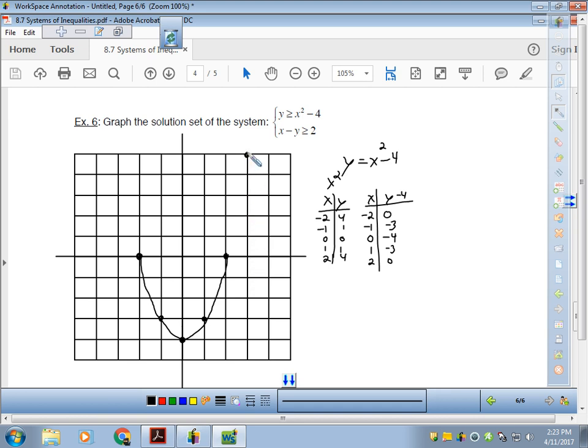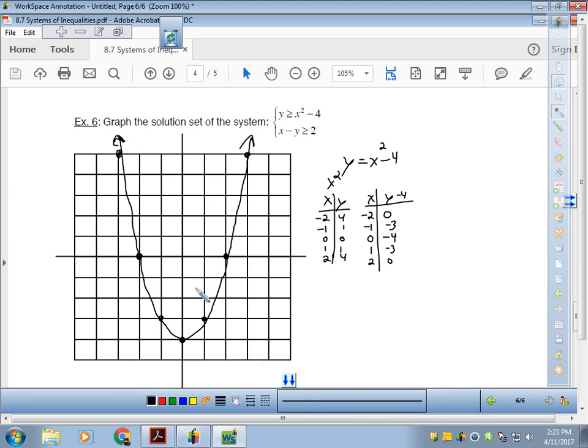I'd have another point up here and up here. If I take negative 3 and plug into this equation, I get 5. And if I plug positive 3 in, I also get 5. So this graph would also continue up to this point and then keep going. Same thing over here. It would continue up to this point and then keep going.